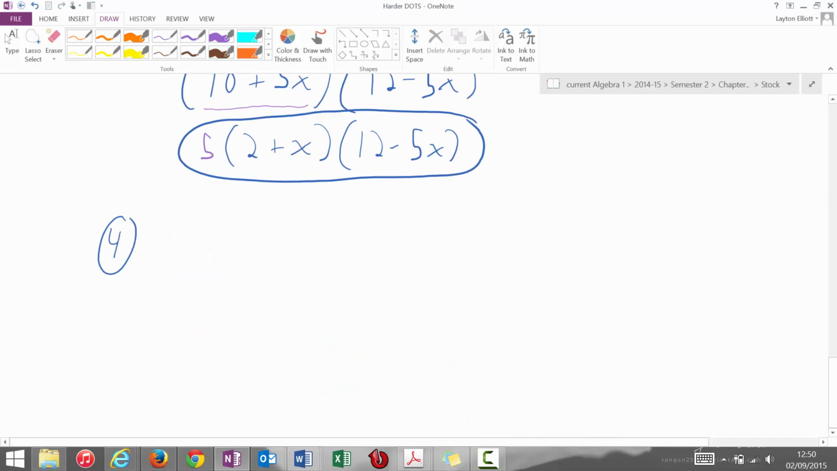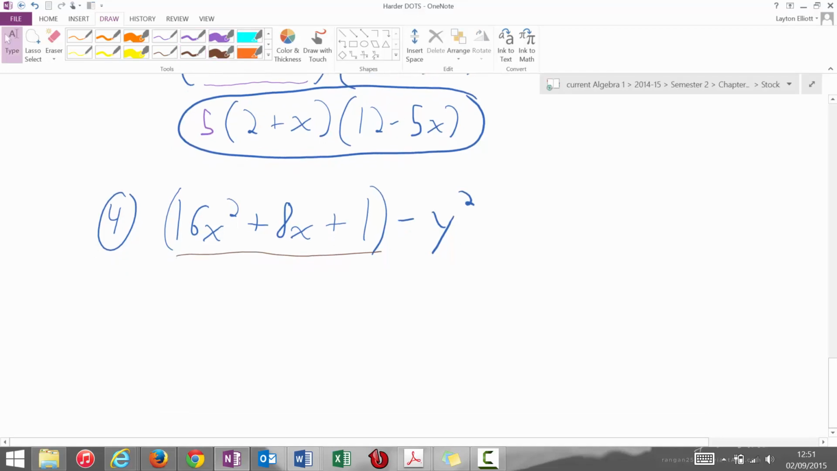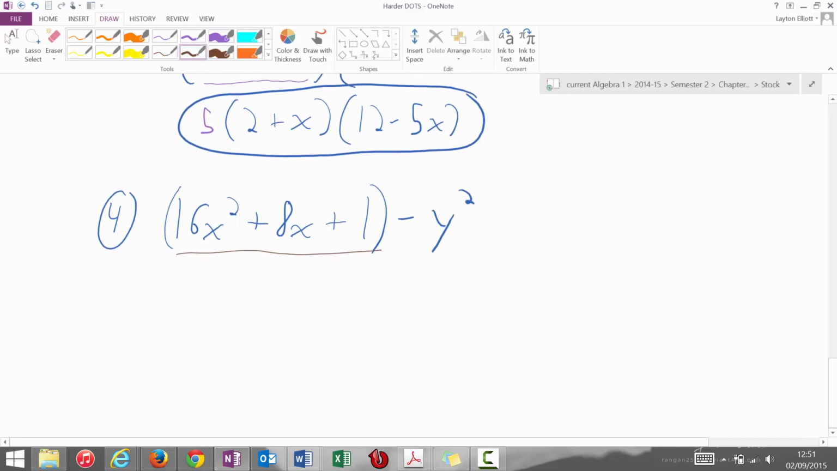Now I'm going to use brown, the color of poo, here. So I'm going to go 16x² + 8x + 1 − y². This looks weird unless I put it like this. Now, this is going to be a two-stepper that we're going to see happening in the coming days. Sorry, here's the color of poo. I know I promised poo, and there it is.